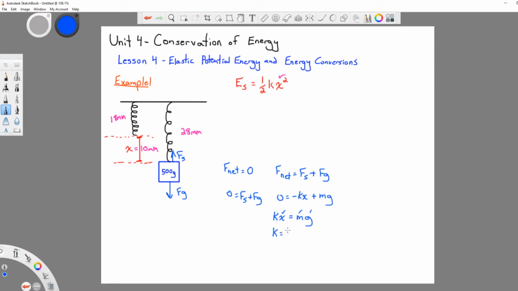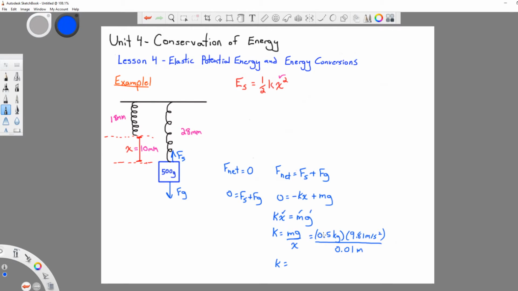Alright, so we end up with k is equal to mass times gravity over x. Plug in some numbers here. This is 0.5 kilos times 9.81 meters per second squared, all divided by 10 millimeters, which is 1 centimeter, which is 0.01 meter. So we get a k value of, what do I have here? 490. Now, my work is a little bit messy. I better punch this in to be sure. I don't know if it's 490.5 or 4,900.